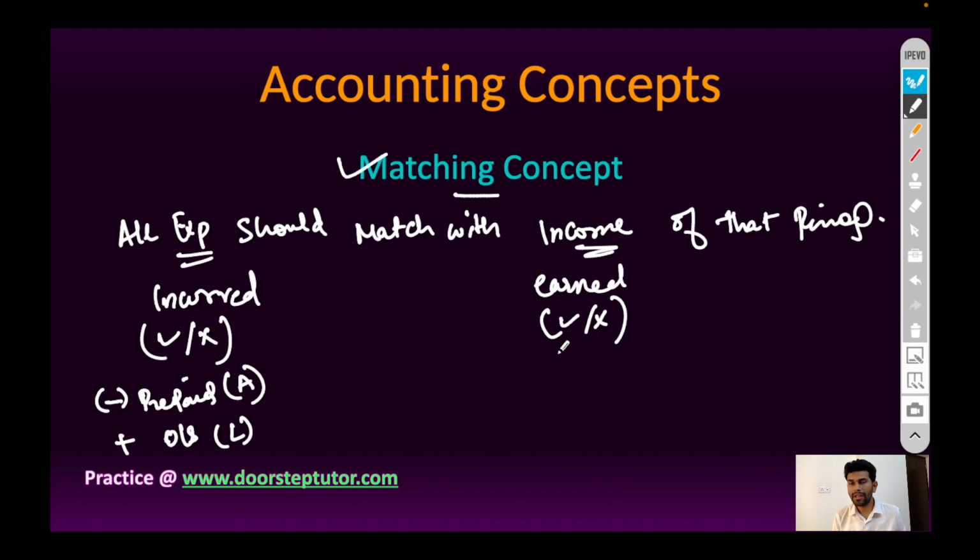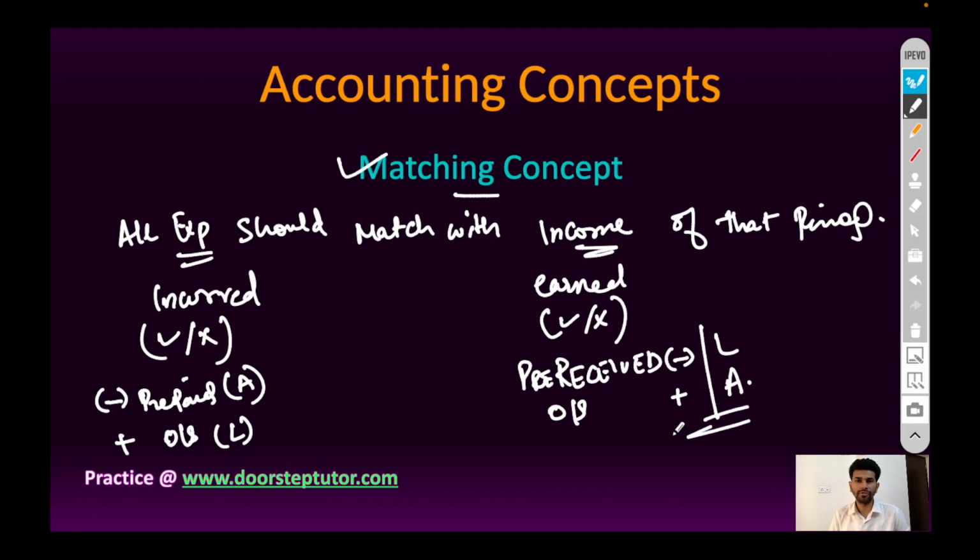Similarly, on the other hand, income can be pre-received or outstanding. If it is pre-received, then it will be deducted from the particular income, and if it is outstanding for the current year, then it will be added. But pre-received income is a liability and outstanding income is a current asset for the business organization.